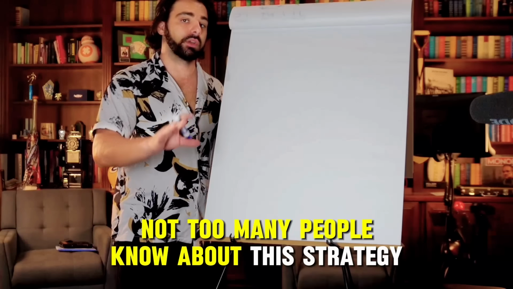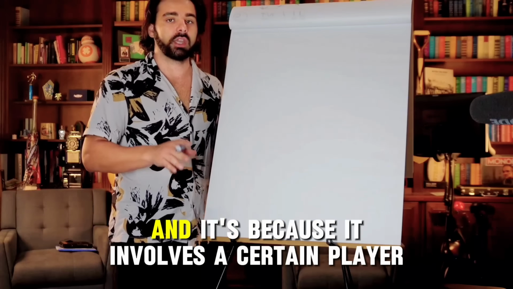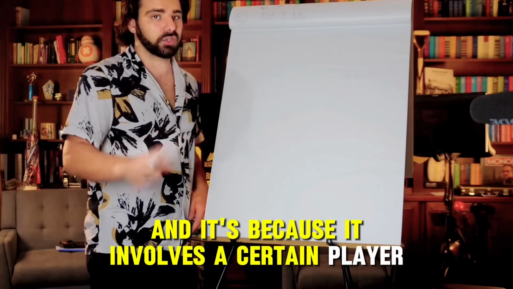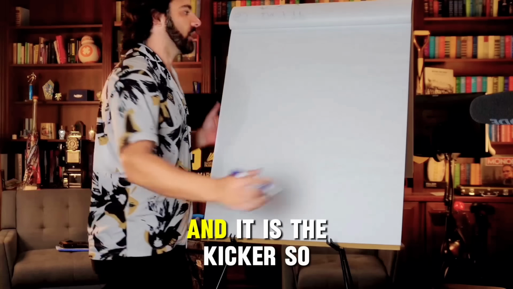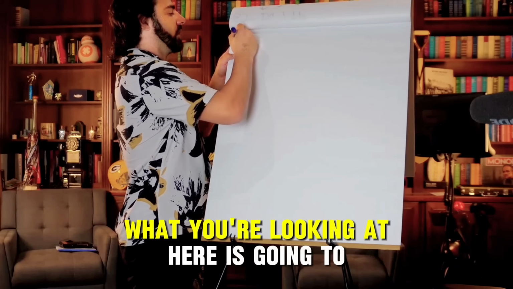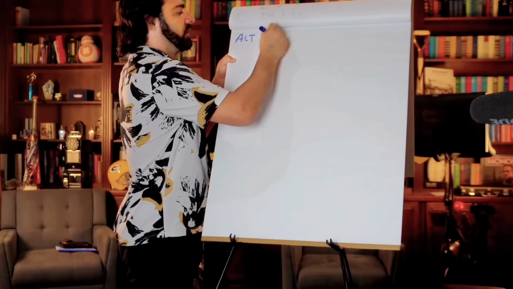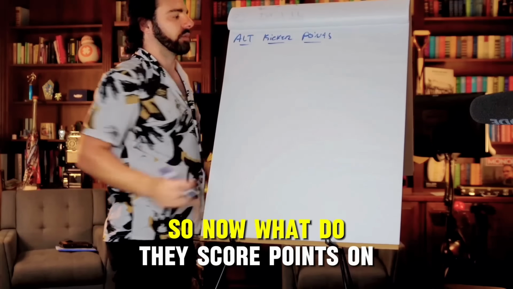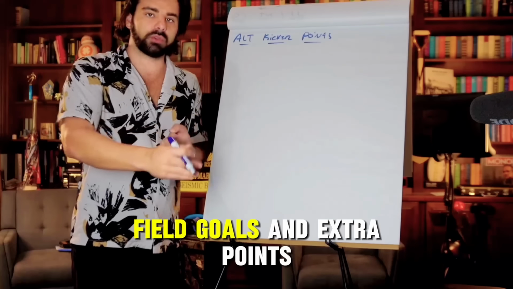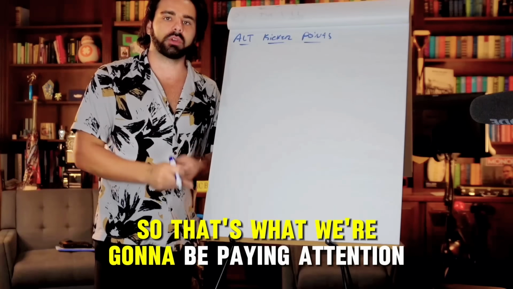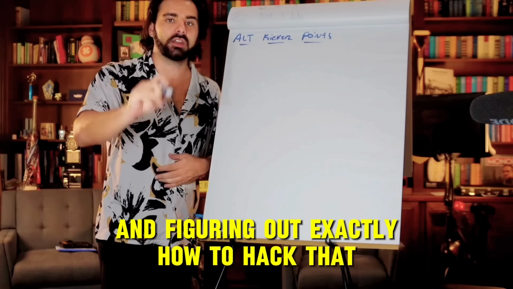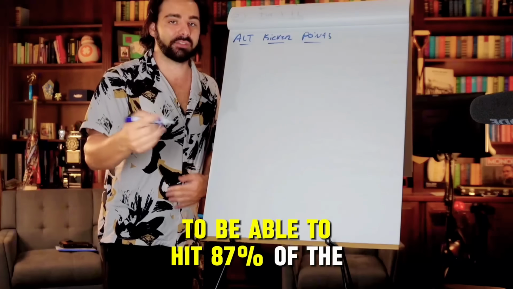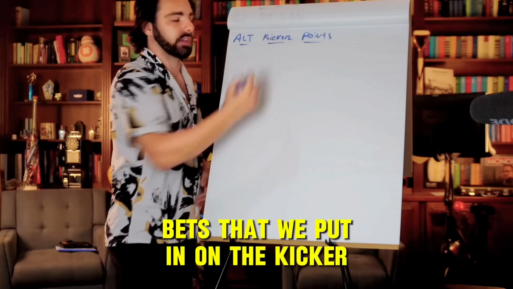Not too many people know about this strategy that I'm going to teach you, and it's because it involves a certain player in the game that not too many people pay attention to. And it is the kicker. So what you're looking at here is the alternate kicker points. Now what do they score points on? Field goals and extra points. So that's what we're going to be paying attention to and figuring out exactly how to hack that to be able to hit 87% of the bets that we put in on the kicker points.